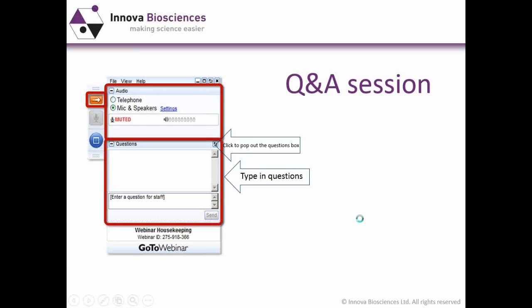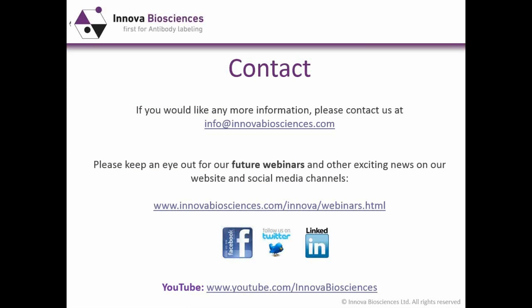Our first question today is, you mentioned that antibodies purified from ascites may be contaminated with normal mouse IgG. Can you explain that more, and is it a major problem?